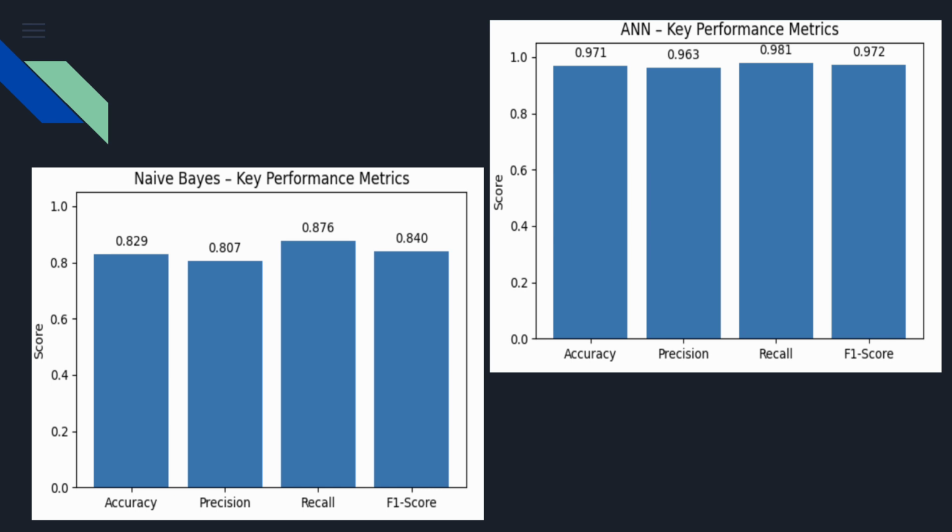In the next slide, we compared naive Bayes and the artificial neural network. Naive Bayes achieved moderate results, with accuracy around 83% and lower precision. In contrast, the ANN performed much stronger with accuracy close to 97% and balanced precision and recall. This shows that deep learning was far more effective for this dataset than the simpler probabilistic approach.